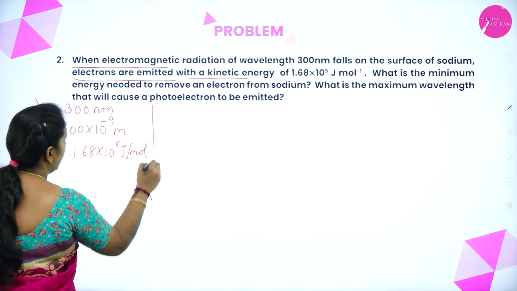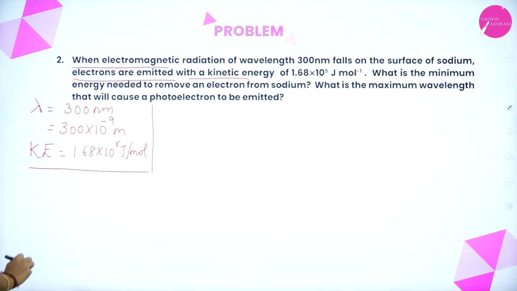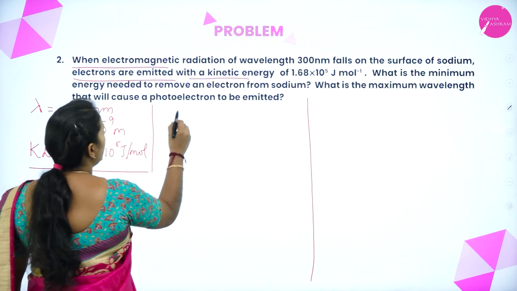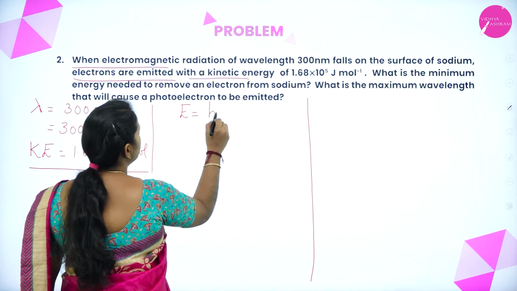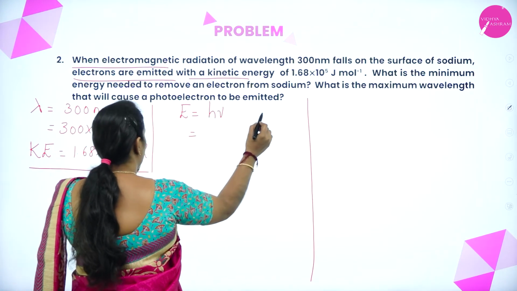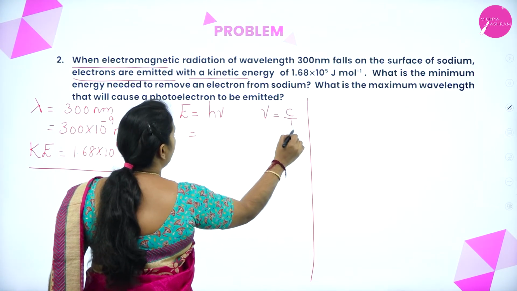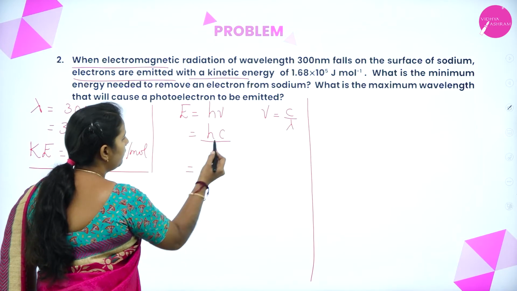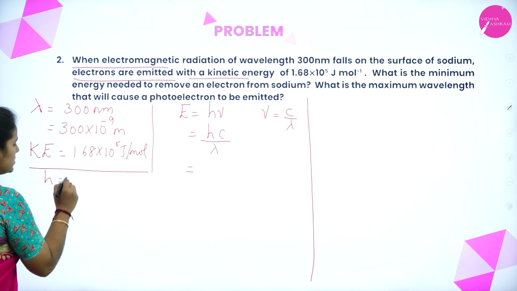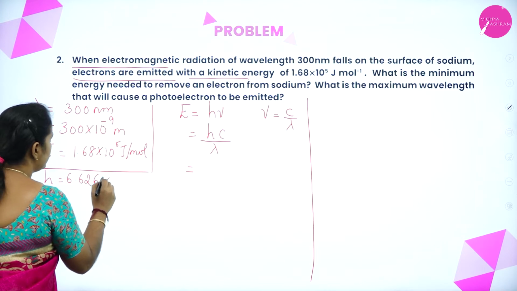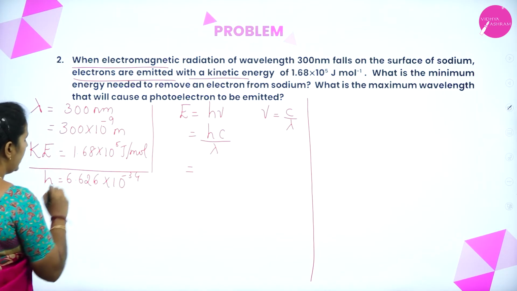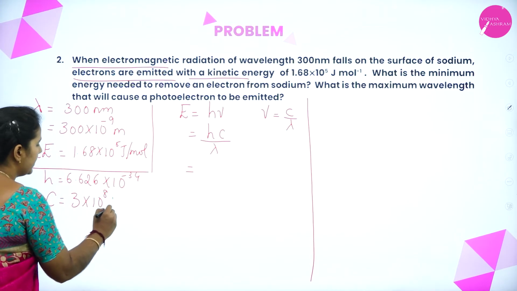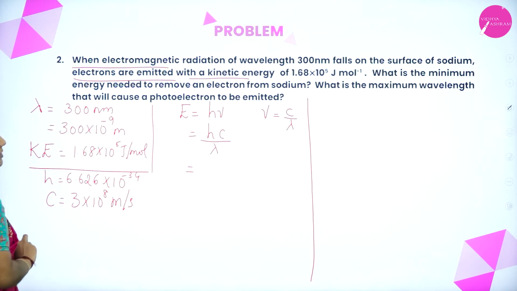After knowing this data, now we need to calculate the energy of the radiation. We know that E is equal to h mu, where mu is equal to c divided by lambda. So E is equal to hc divided by lambda. We know that h is equal to 6.626 into 10 power of minus 34, the velocity of light is 3 into 10 power of 8 meter per second, and the lambda is also given.